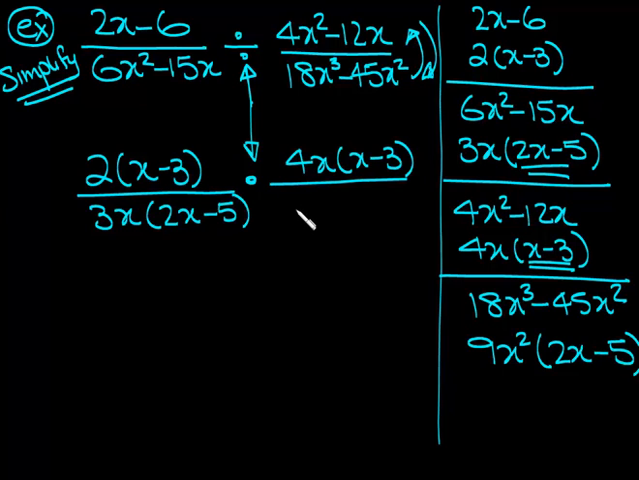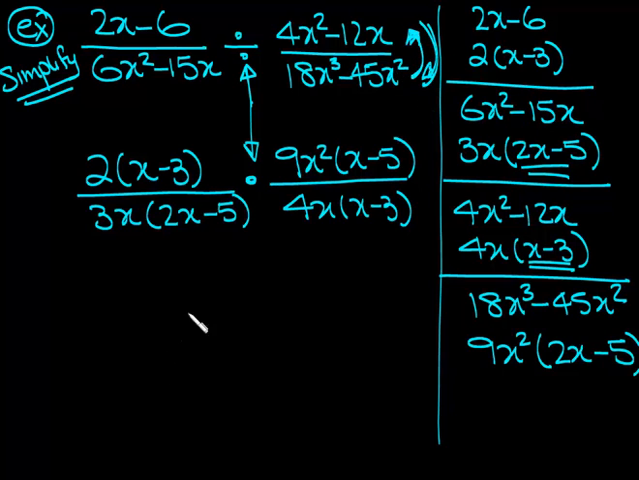Okay. And I forgot to flip these, so let me do that. 4x times x minus 3. And then you have 9x squared times 2x minus 5. I had to flip these, remember that? So I need to do that. So I factored this and put the factors down here, and I factored this and put them on the top. Now we can cancel things from the top and the bottom because you have multiplication everywhere.